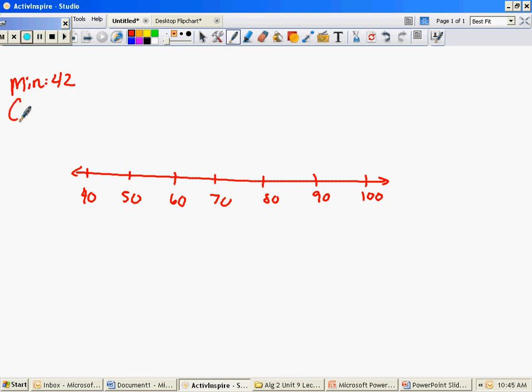What is the first quarter? It was 55, right? What was the median? And the quarter 3 was 91. And the maximum number? So now I just need to plot all these. I'm going to put a dot over 42 for my minimum, a dot over 55 for my first quarter, a dot over 84 for my median, and so on and so forth.